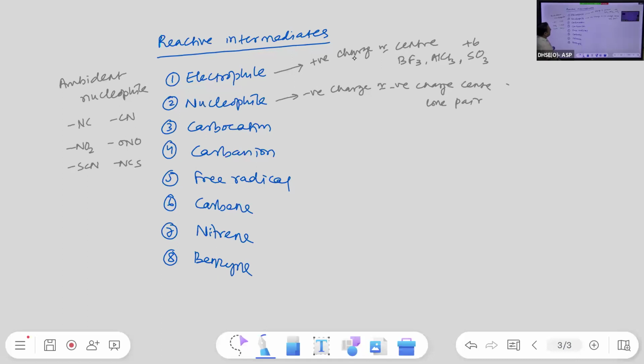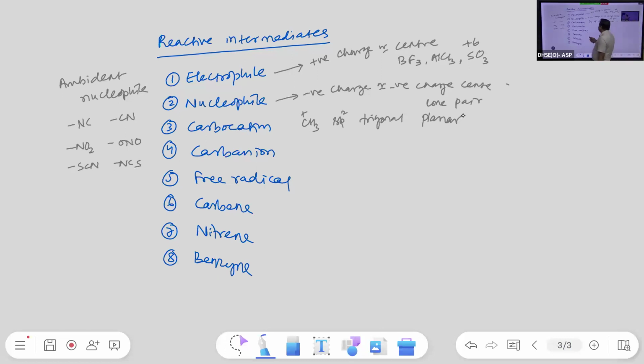Achha. Carbocation. As you know, carbocation is the species in which positive charge is present on the carbon. So for carbocation, see an example. It can be CH3 plus. If it is CH3 plus, then what will be the shape and hybridization of carbon? It is sp2 and trigonal planar. Okay.